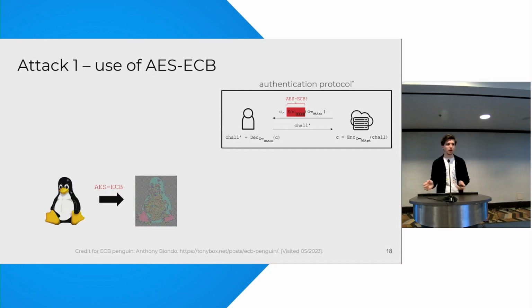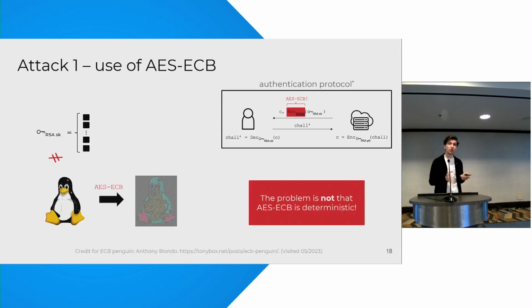AES-ECB. So if you think about encrypting the picture of a Linux penguin with AES-ECB, then the same blocks of pixels map to the same color in the ciphertext because AES-ECB is deterministic. However, our RSA-CRT key is not a penguin. This secret key has high entropy, so if you split it into different blocks, those blocks are different from each other with overwhelming probability.